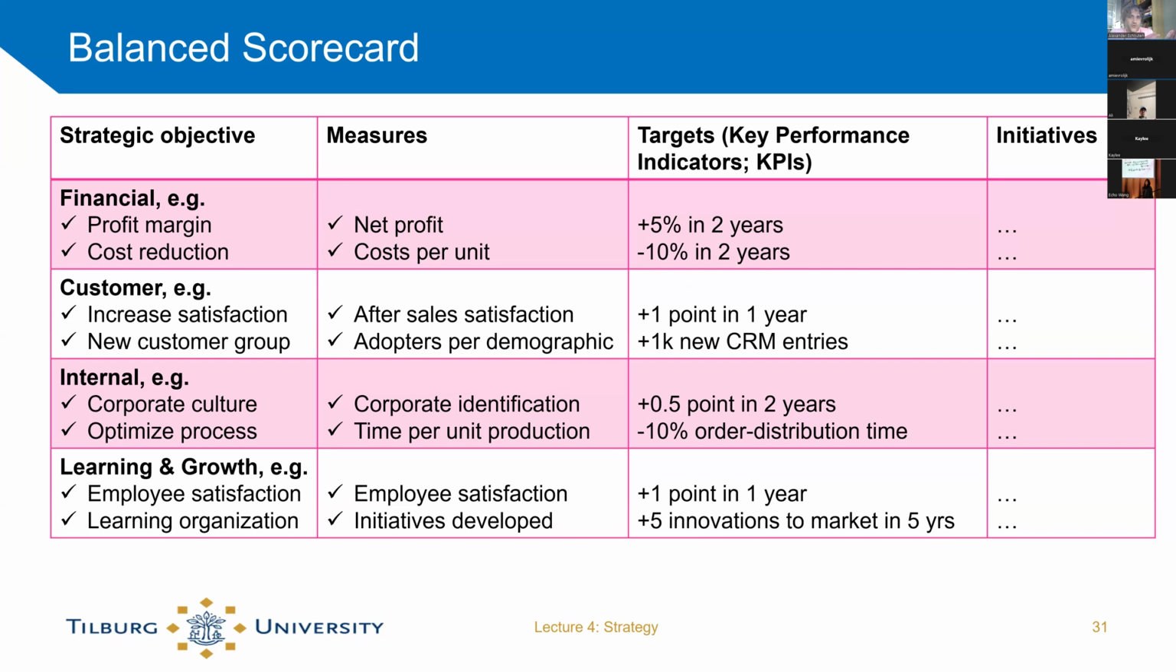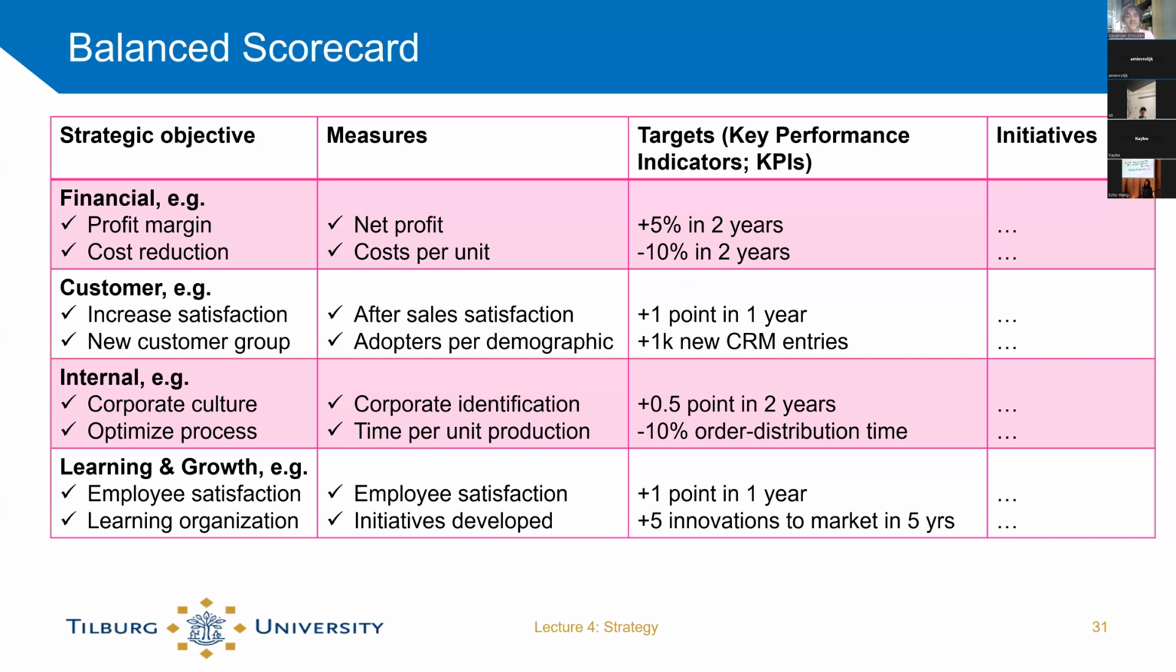The same is true for the rest. So internally, you can focus on people identifying with your organization, so more commitment or satisfaction that your employees have. You can optimize processes, so have the people in your organization produce things cheaper or quicker, so 10% quicker time from your order to the actual delivery at home. You can focus on learning organizations. Okay, we want to innovate, develop new initiatives, which concretely means we want to have 5 innovations to market in 5 years. So again, these are just examples.